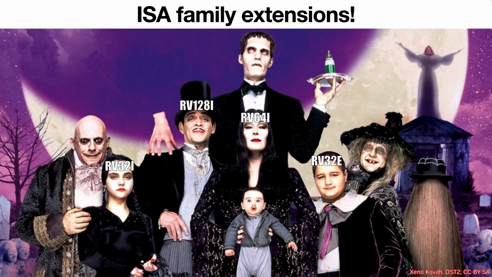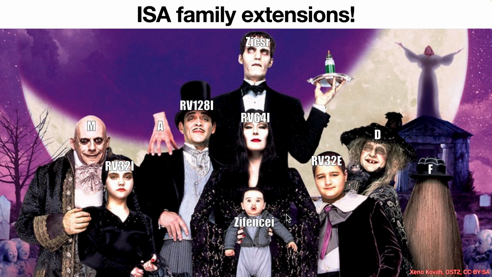So here's our ISA family extensions, and sorry to change decades on you here, but we've got our RV32I, 128I, 64I, and 32E that we just talked about. And then we have the M extension, A extension, F extension, D extension, Zicsr, and Zifencei. It's the Addams family extension.